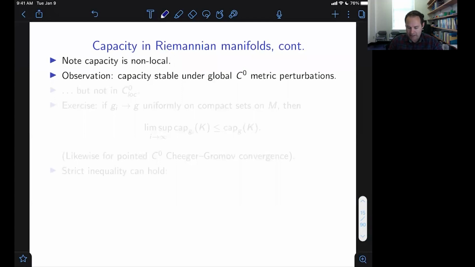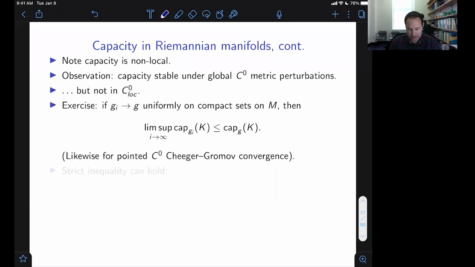It behaves in a predictable fashion if you globally make a uniform change to the metric, because if you can estimate the metric above and below, then you can estimate test functions, gradient, the volume form above and below. So the capacity is continuous under global changes, but it's actually not continuous under C0 loc changes, for example.